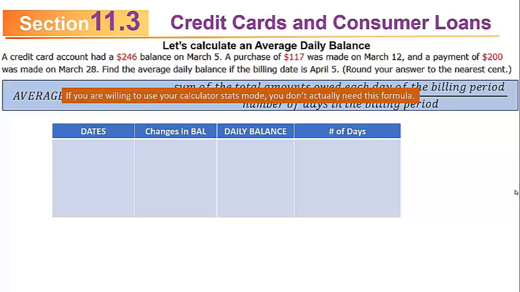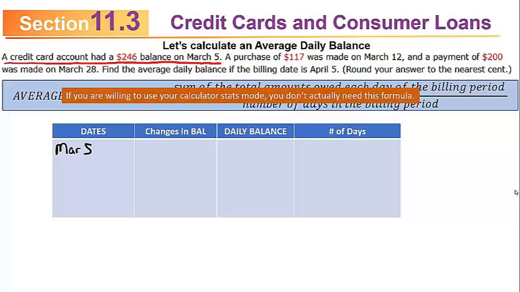The first column should have the dates. The second column should hold the changes in the balance on the credit card account. The third column should actually be the daily balance. And then the last column is the number of days. If you'll build this 4-column table and follow the steps I'm about to show you, the average daily balance follows.